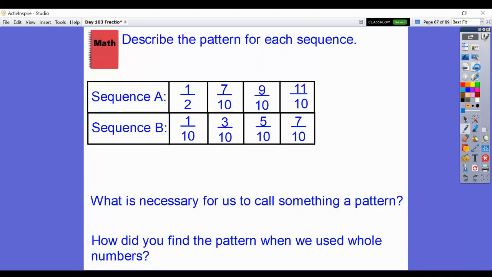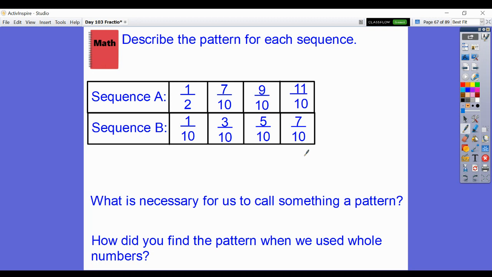Let's continue on. Describe the pattern for each sequence. Oh, now they've provided us a sequence, and we have to describe the pattern for each sequence. So we have a half here. Well, now it jumps to 7/10, 9/10, and 11/10. Now let's take a look at this one first. This one looks like it's a little less daunting. There's no conversion of denominator here. This looks pretty straightforward. It goes from 1/10 to 3/10 to 5/10 to 7/10.